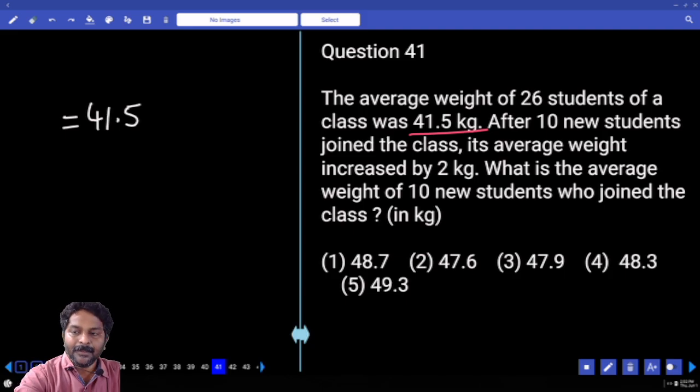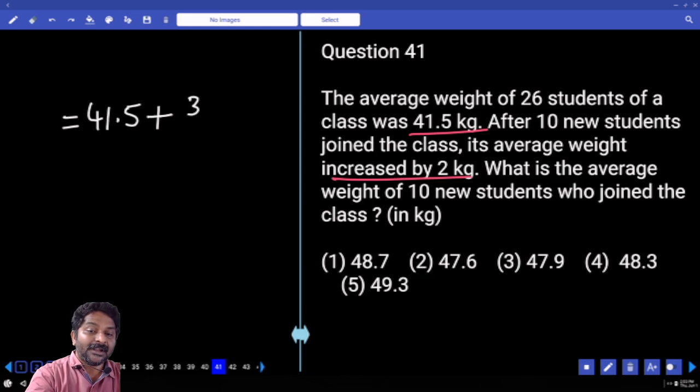Correct? But after joining 10 people, what happened to the average? Increase. That means the 10 people's average is definitely more than 41 and a half. Now the average increased, right? Increased for how many people? 36 people. The average increased after 10 people, right? That means for 36 people, the average increased. By how much? And this increment is because of how many people?